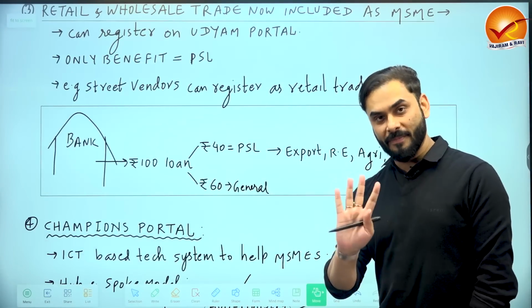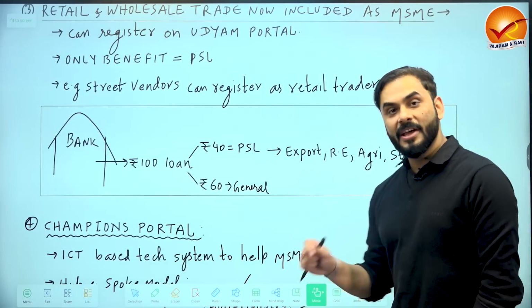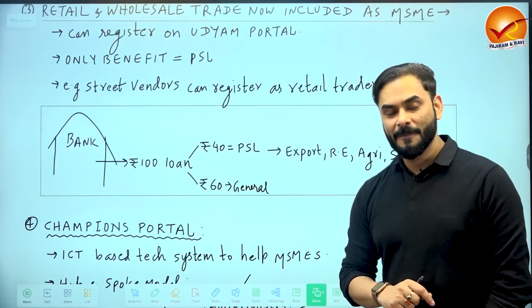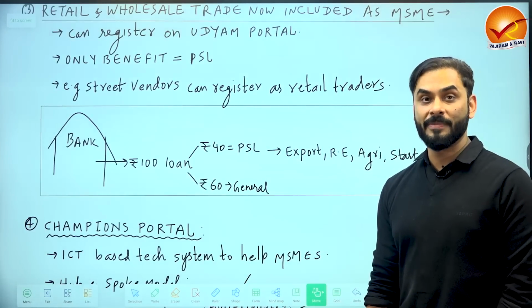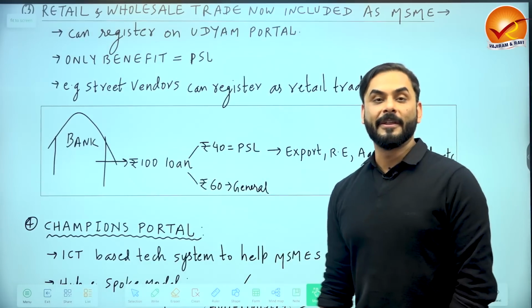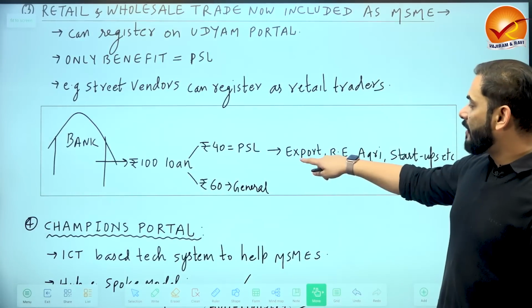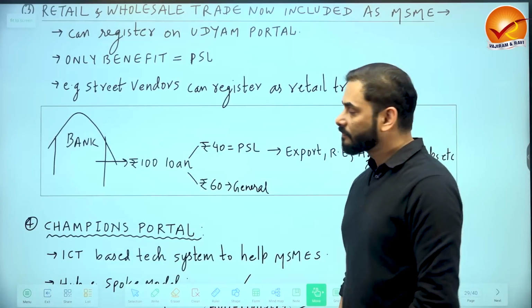For our example, 40%. And this 60 rupees can be given as general loan to anybody by the bank. This is called priority sector lending. And every bank has to show it to RBI that they have given this 40% as priority sector lending. So typically priority sector lending is for export, renewable energy, agriculture, startup, etc.